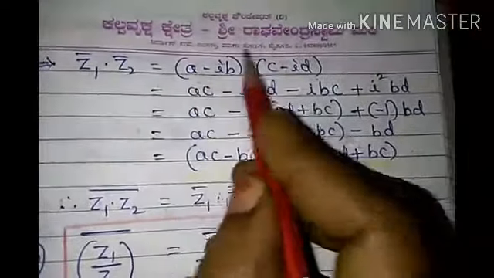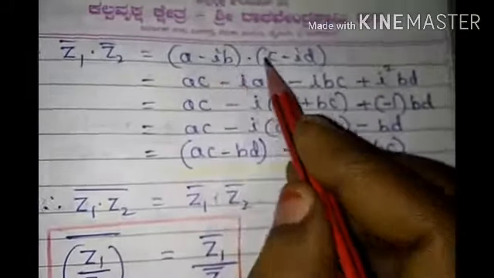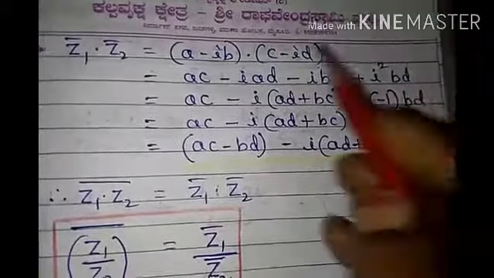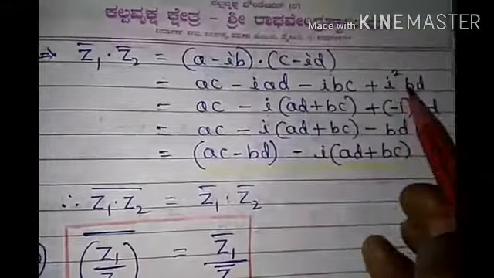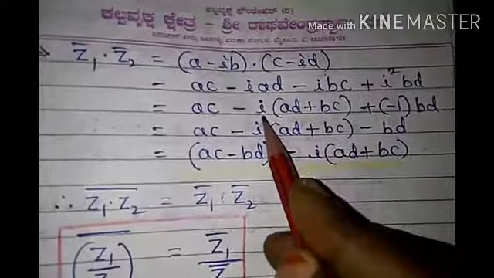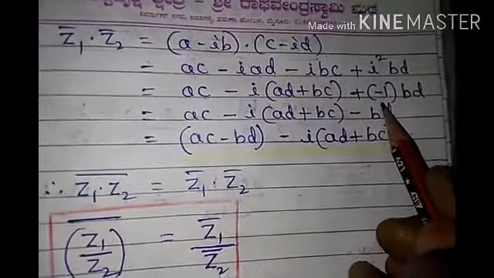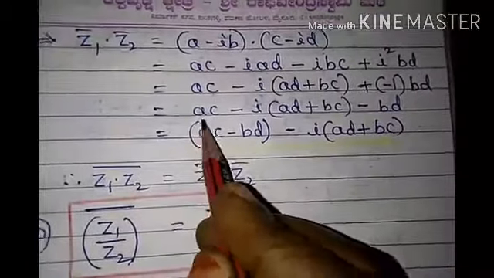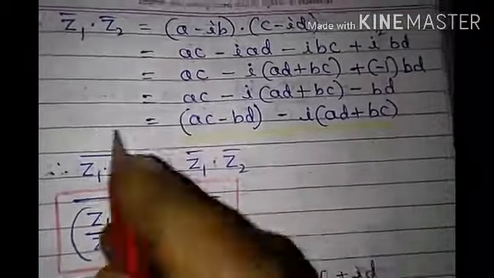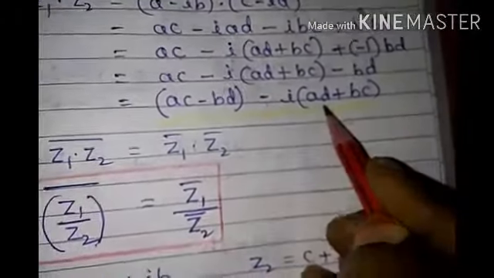That is equal to A into C, AC, A into minus iD, minus iAD, minus iB into C, minus iBC, minus iB into minus iD, plus i square BD. Minus into minus becomes plus, i square BD. That is equal to AC minus i, which is common, so take it out, i into (AD plus BC) plus i square, whose value is minus 1, into BD. Which is equal to AC minus i into (AD plus BC) plus of minus minus BD, which is equal to, adding real parts together, AC minus BD minus i into (AD plus BC).